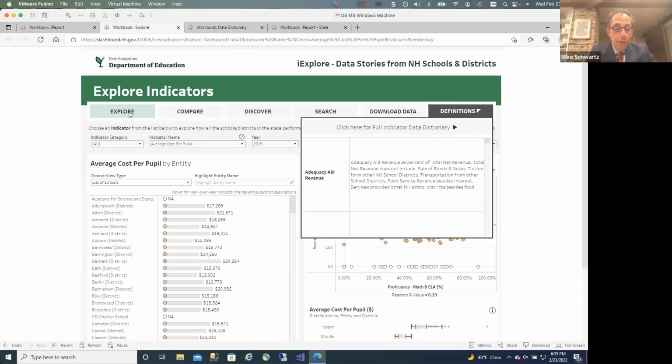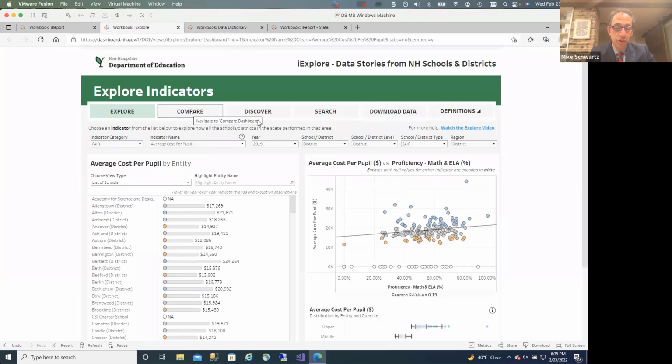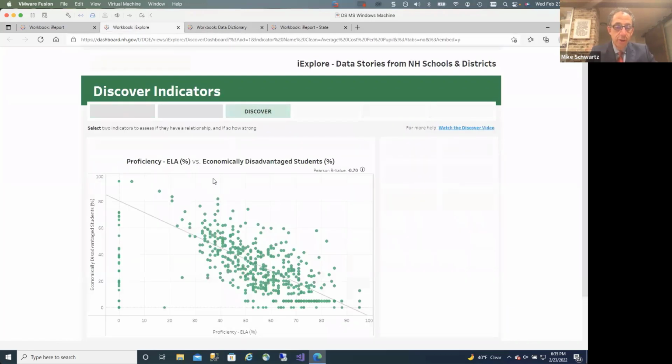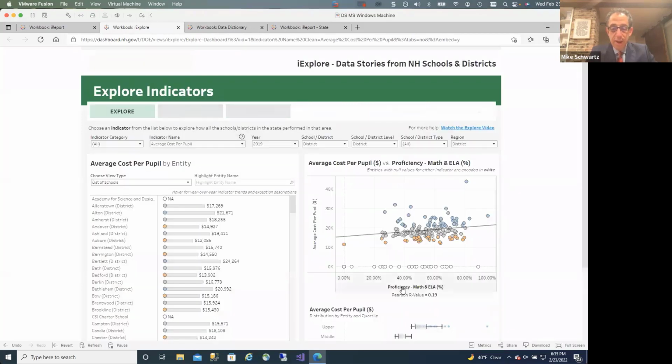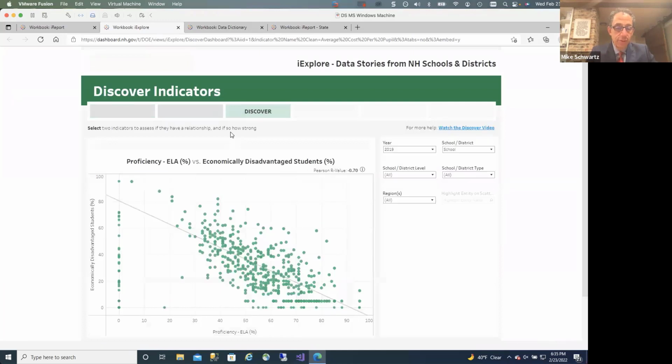Okay, so that's the explore function. Let me jump to some of these. I'm not going to do compare. Compare is pretty straightforward. It lets you take a factor and look at it across multiple schools. Discover is an area that I want to show you because it is a little bit different and gives you some neat information. This allows you to see whether there's a correlation across any two variables. In the other area where we're doing explore, it always shows you whatever indicator you're looking at and how that correlates to math and ELA proficiency. So you're always looking at any factor compared to proficiency. In the Discover tool, you can actually choose any variables regardless of what they're about.